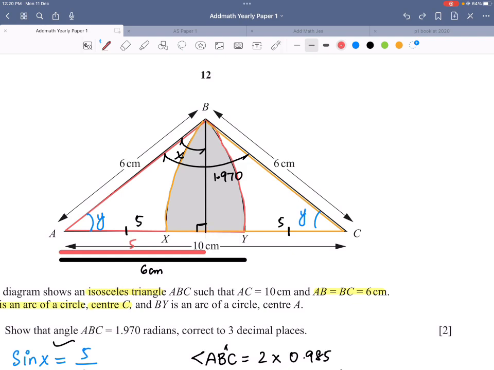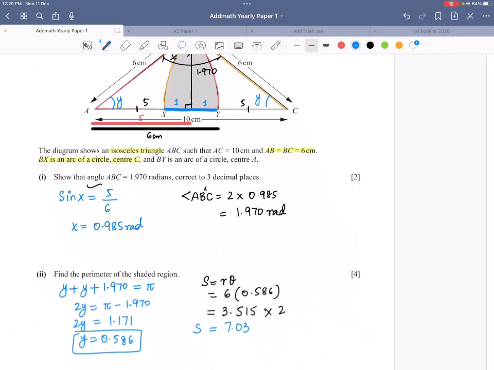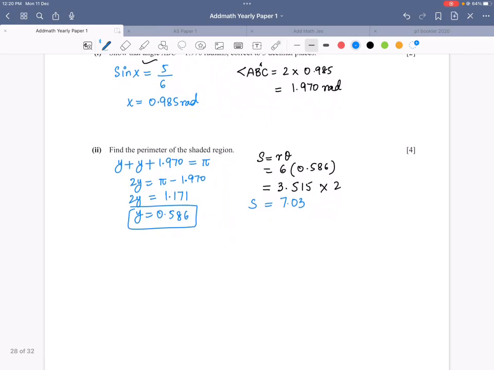So this length will be 1. If it's 1, this length will be 1 as well. So the total length will be 2, right? So I will add 2 to this length. 7.03 plus 2 will be 9.03, and that will be the perimeter of the shaded region, and that is your answer.